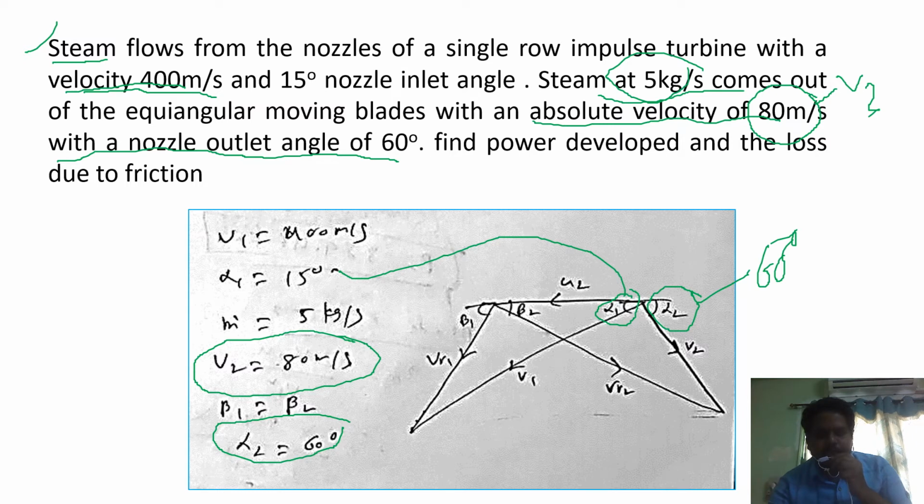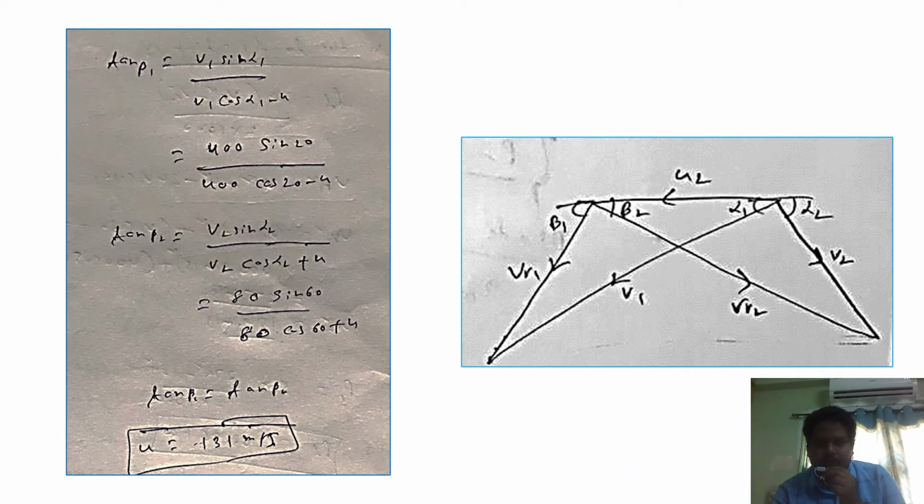Here we have to find the power developed and the losses due to friction. First of all we have to find the blade angles beta 1 and beta 2. To find the blade angles we can write tan beta 1 equals V1 sin alpha 1 divided by V1 cos alpha 1 minus U, which we already discussed in one of our previous classes. Again I am explaining. So this length is x and this length is y.